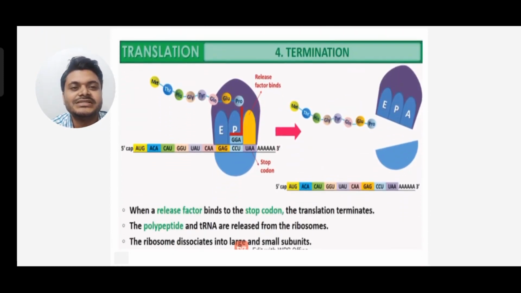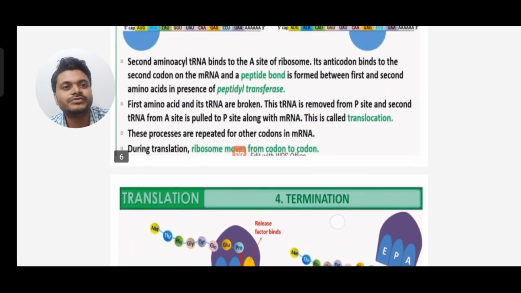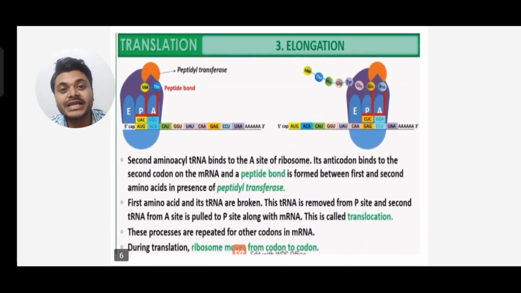Last is termination. Before moving to termination, this elongation process will continue. You have to remember the first amino acid will be in the P site, followed by A. The tRNA will move out from the E site, the exit site, and a chain of amino acids will be produced. These amino acids are joined by peptide bonds and form a polypeptide chain, and later on it will form a protein.